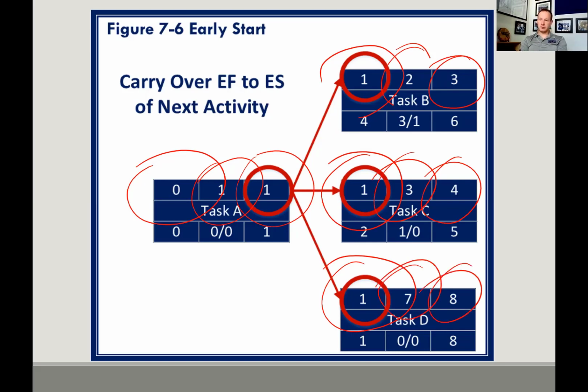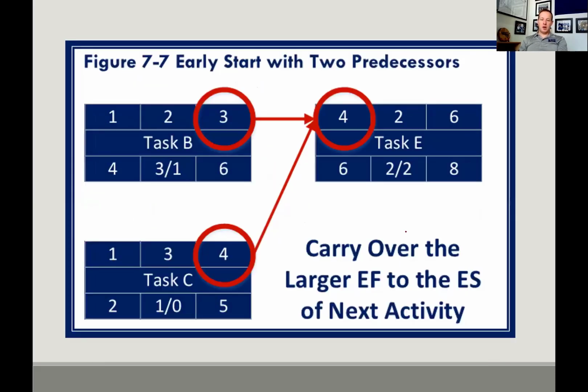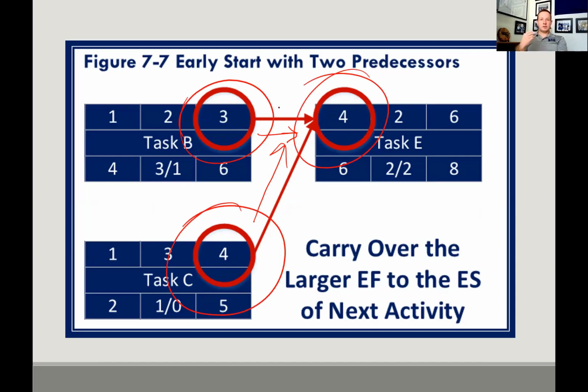Okay, that's pretty simple. Now, when we have 2 arrows going into one activity, we're always going to carry over the larger. So we've got a 3 and we've got a 4. We're going to carry over the 4. So on the forwards pass, what I want you to remember is always add the duration and take the largest number. Add the duration and take the largest number.